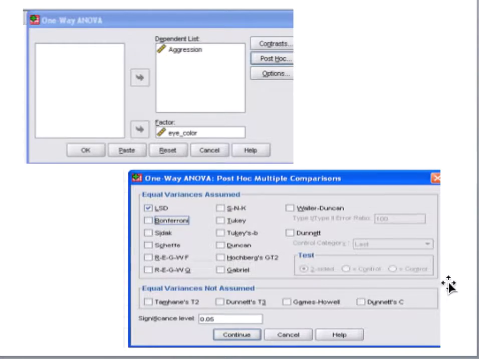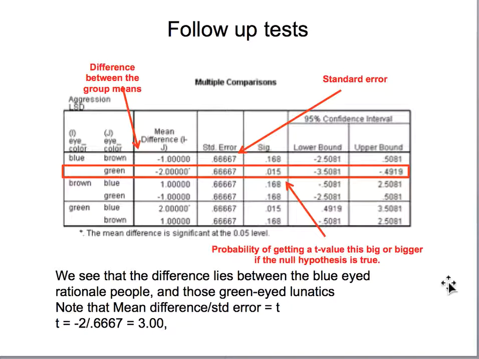And this is the menu of how you would do it. And you would get some kind of follow-up test. And what follow-up tests are really a series of t-tests. And the t-tests come in a lot of different varieties, but they're all independent samples t-tests. And this compares the blue to the brown, the blue to the green, brown to the blue, brown to the green, green to the blue, green to the brown, right?